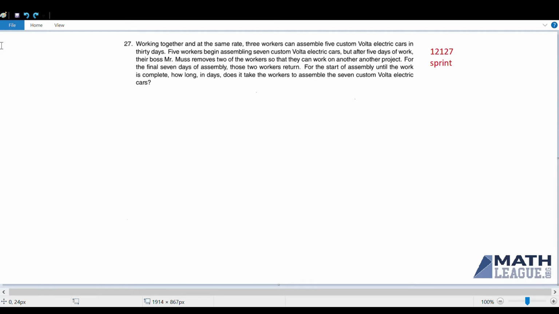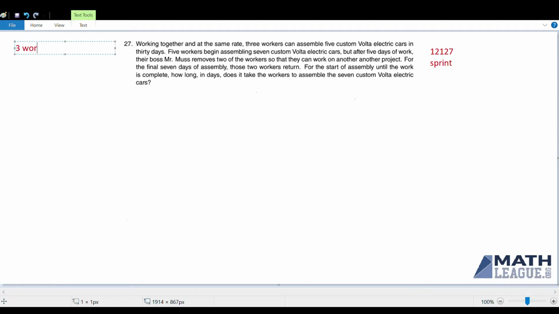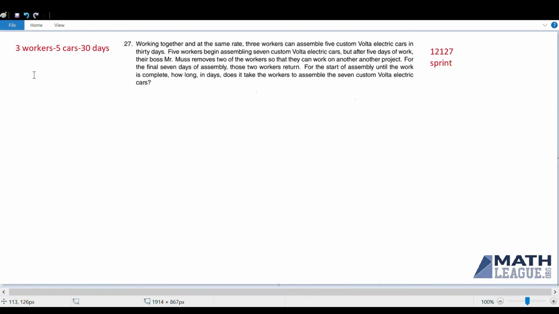My name is Joeli, and today we will be going over a problem from Sprint 12127, an elementary school test from 2021. This problem was number 27 on our test. In it, we are trying to find the number of days it takes an assembly line with a varying number of workers to build 7 electric cars. We are told in the problem statement that 3 workers can build 5 cars in 30 days. So a natural first step would be to find how many days it takes 1 worker to build 1 car.